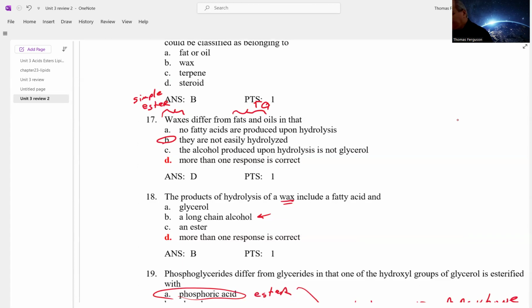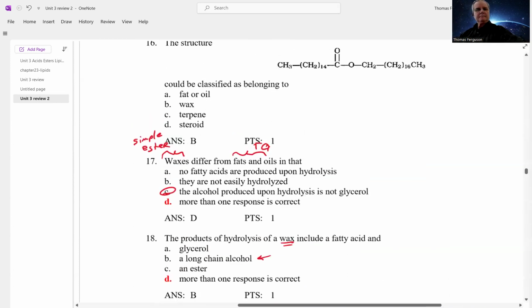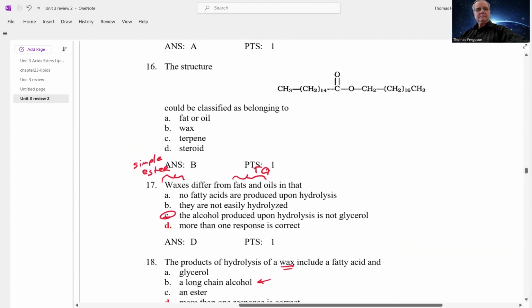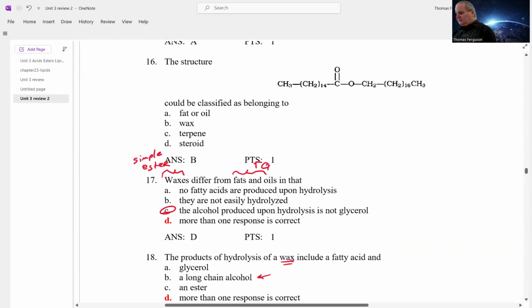Oh, wait a minute, it's not B. C. Now, this is more like what wax should look like. Nice, long, this is a C16 acid, and this is a C18 alcohol. So this is definitely a wax.